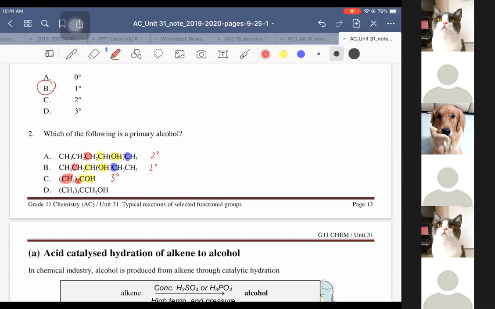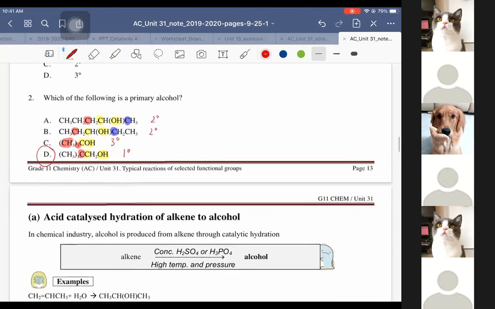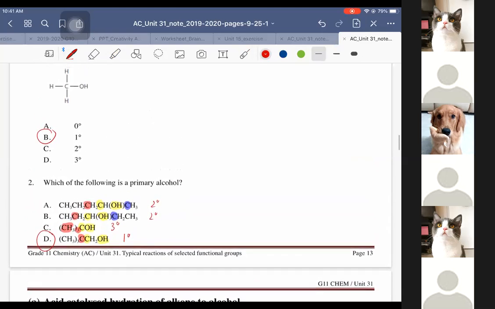Let's examine the last example. Again, find the carbon with the OH group on it. This carbon is only bonded with another alkyl group, and the remaining 2 bonds are with hydrogen atoms. So for this one, it's a primary alcohol. So the correct answer, we should choose D. Any questions so far? Can we move on?